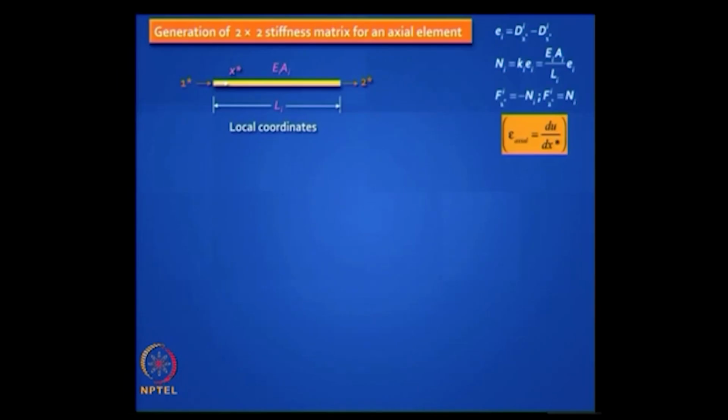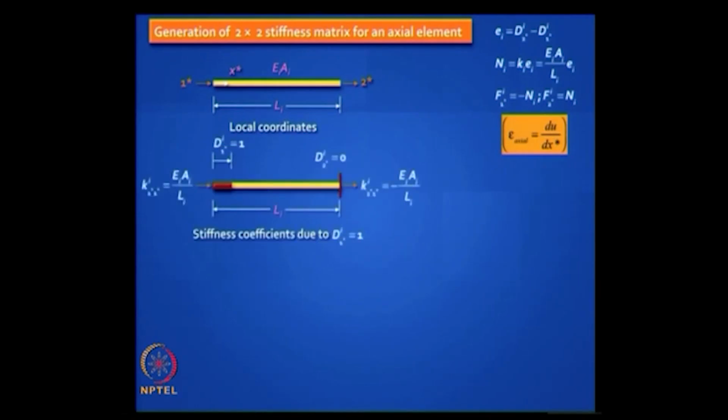So you will find that you have a linear variation of the displacement when you integrate it. Strain is constant, so axial displacement will vary linearly, and you can show it. For example, take this example. If you apply d1 star equal to 1, which means you push the left end by a unit quantity, you will need to apply a force, and that force will be equal to the axial stiffness. It will be positive, it will be EA by L.